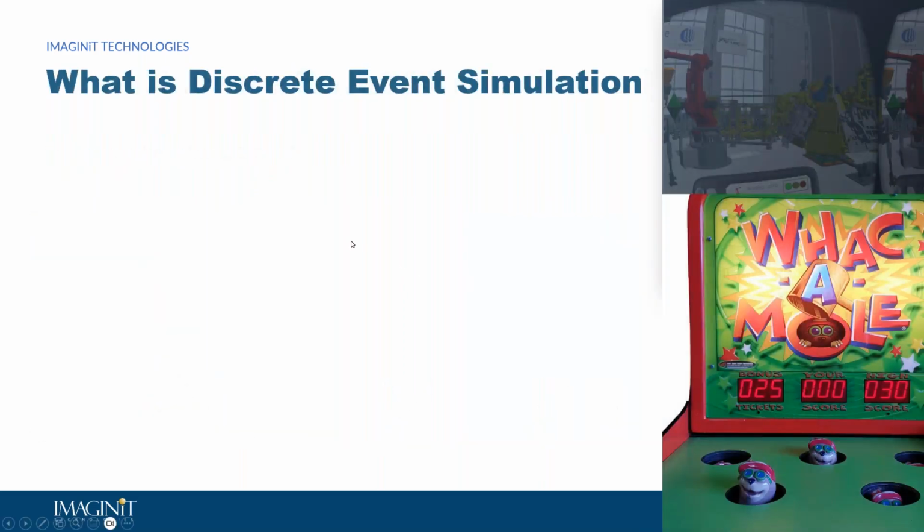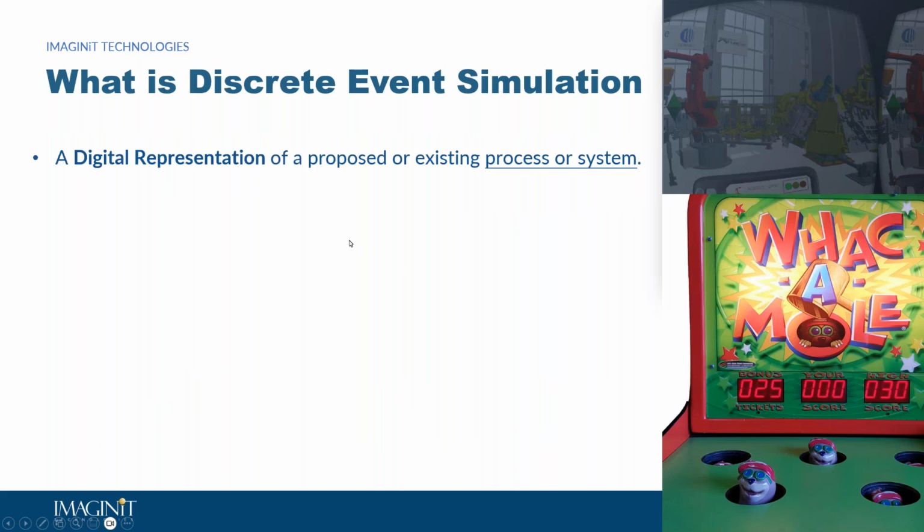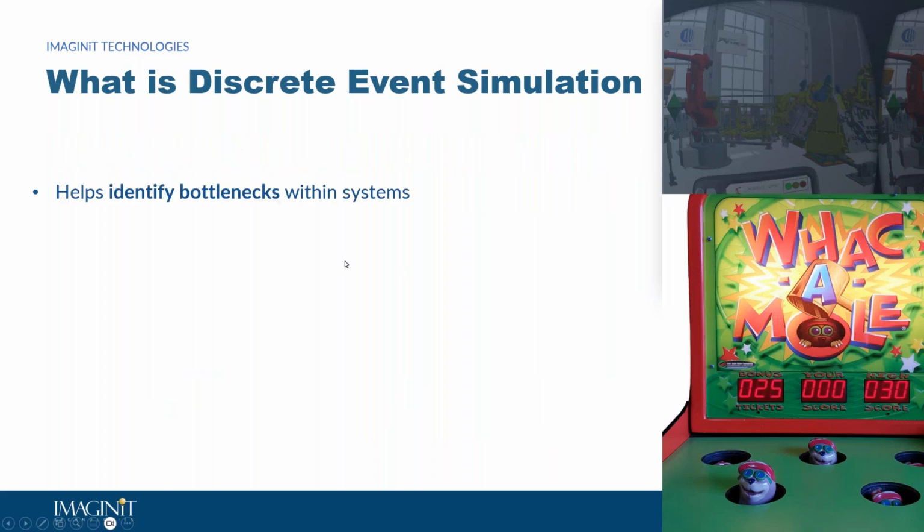So what is discrete event simulation at a high level? It's a digital representation of a process. That process could be a back office operation, an engineering change order process, a manufacturing facility, or a warehouse operation. It can be any process that has a demand going through a sequence of events. It also helps identify where and when you're going to have bottlenecks within that system.